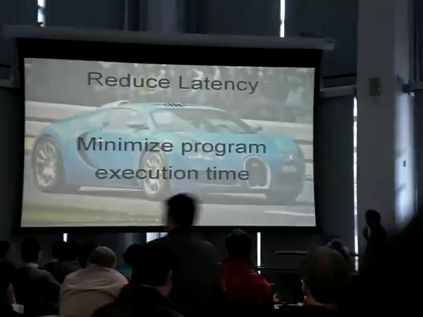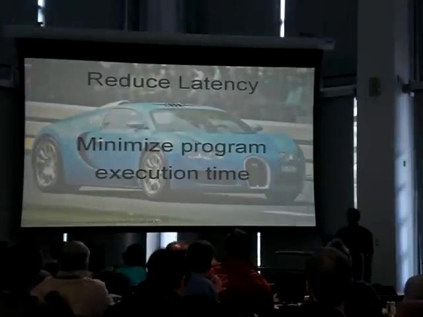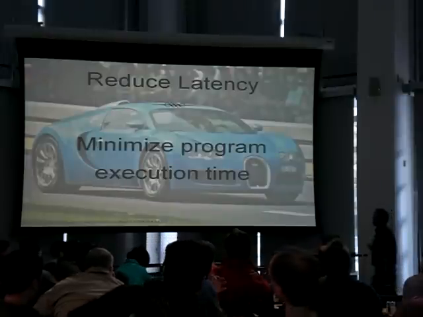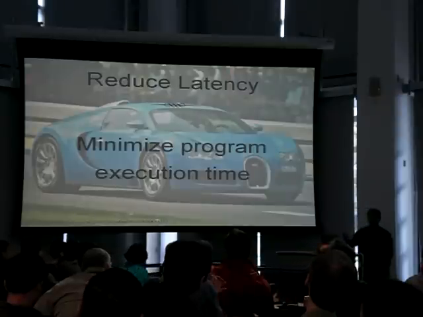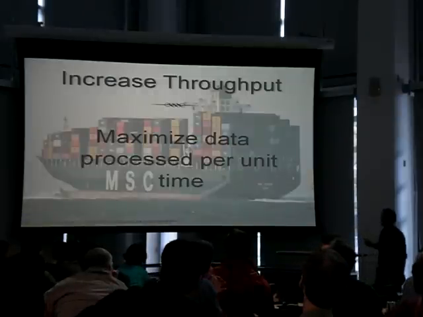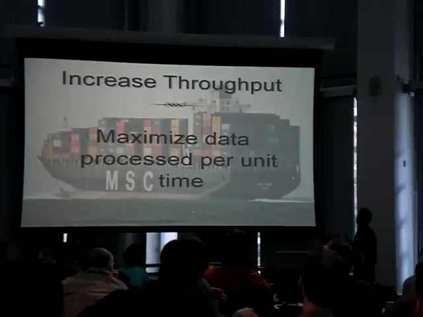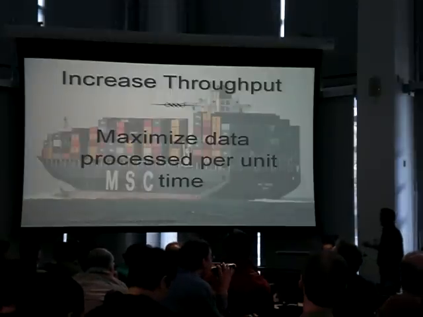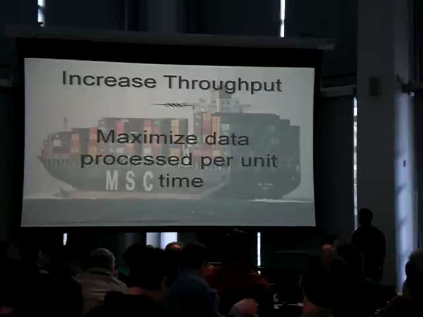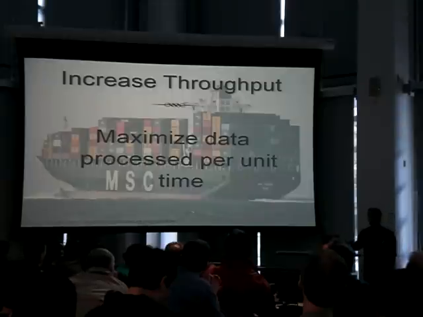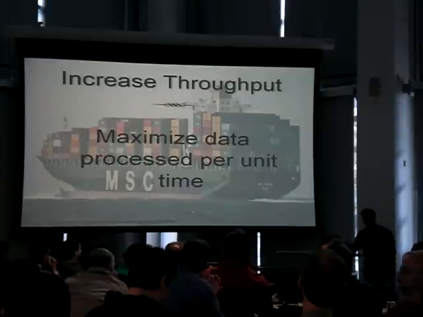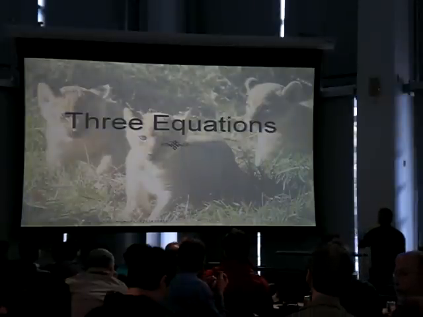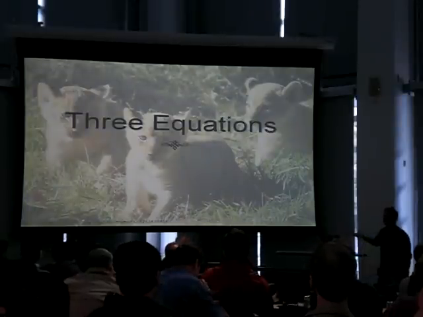The two definitions of scalability here essentially correspond to the two goals of scalability. One is to reduce latency, which means minimizing the program execution time for the amount of data that you have. And the second one is to maximize data processed per unit time, okay? So these are the two goals of scalability. When you are thinking about scalability of parallel applications, all that you need to know, and this has served me very well over the last 5 years, are essentially these three equations, okay? And I hope you like the picture there because I don't have much to say on this slide.